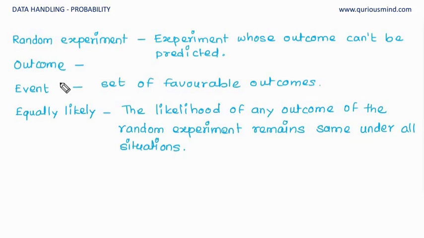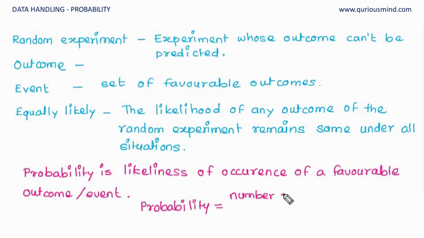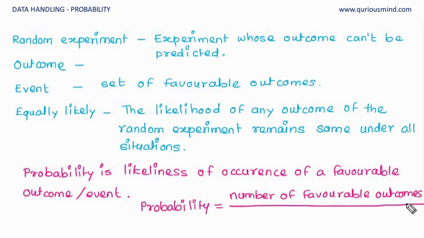Now we have understood these various terms related to probability, and now let's define probability. Probability or chance is likeliness of occurrence of the favorable outcome or event. And mathematically, it is defined as probability is equal to number of favorable outcomes divided by total number of outcomes. Let's look at this more closely using an experiment.